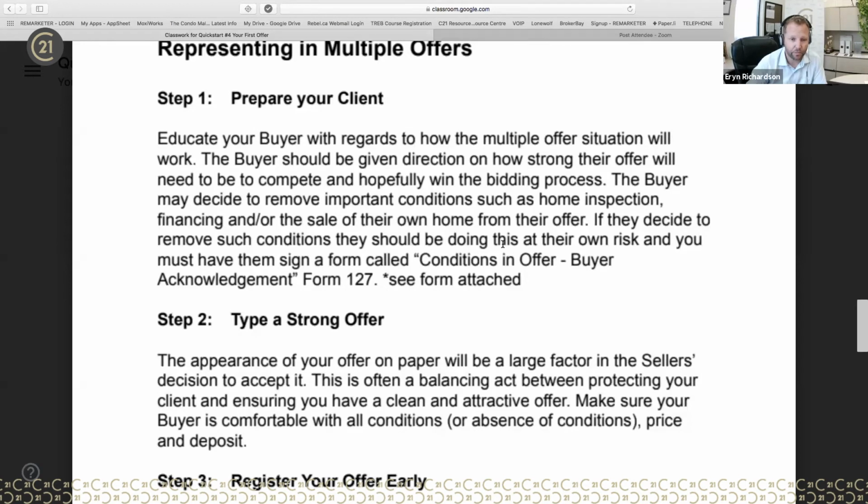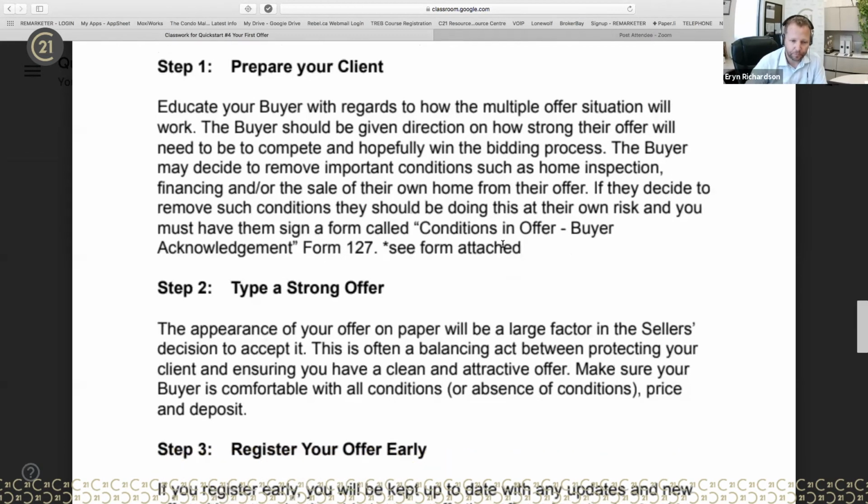If they decide to remove those conditions, they have to fill in Form 127. Okay, it's the Conditions in Offer, Buyer Acknowledgement form. I always forget the name of that, so I just remember it as Form 127 now. And it is the get out of jail free card. I explained they needed to get financing. They said, no, it was fine. And they've signed the form and now they can't close on the deal. It's not your fault, right? That is a very important form.